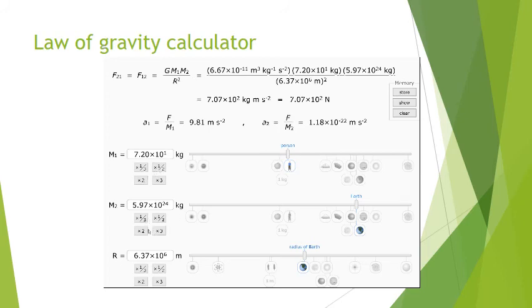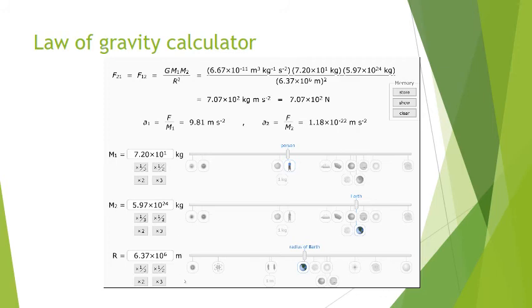Same thing, what if I double the mass of the Earth? Notice by doubling the mass of the Earth, I get the same result. The force between the two objects goes from 700 to 1,400. So notice that by doubling either of these masses, I double the force. And that makes sense mathematically.